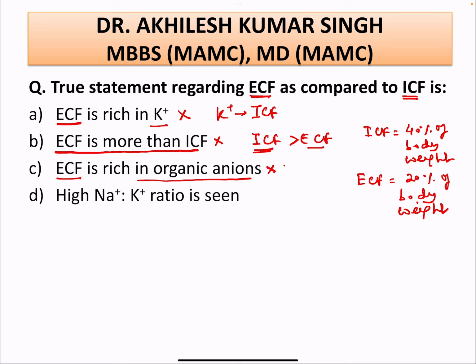the organic anions or protein anions are mainly in the ICF. I have discussed in the previous questions that the major anions of the ICF are the phosphate and the protein anions. So these organic anions will be more in the ICF. So this is also wrong.